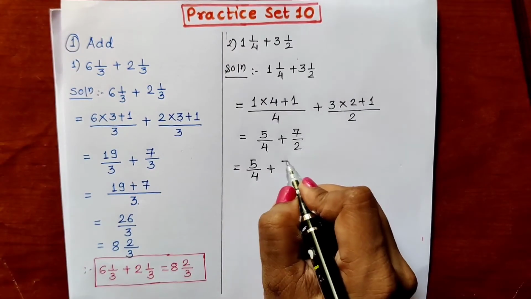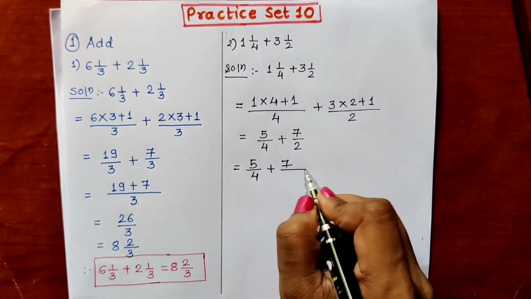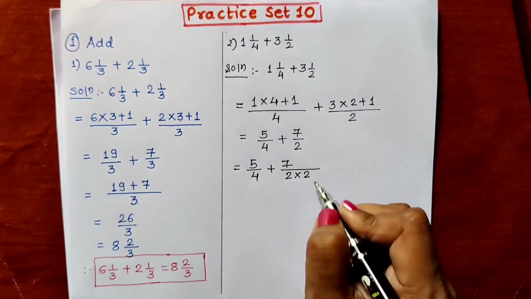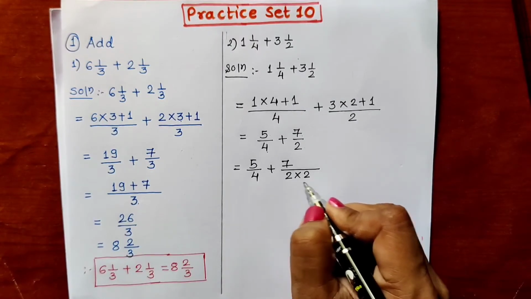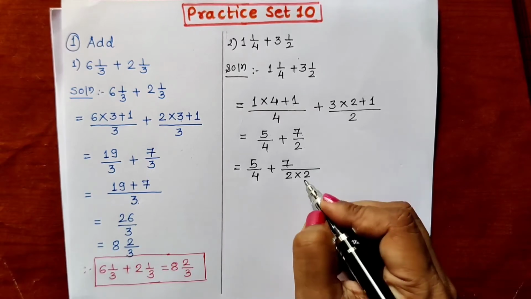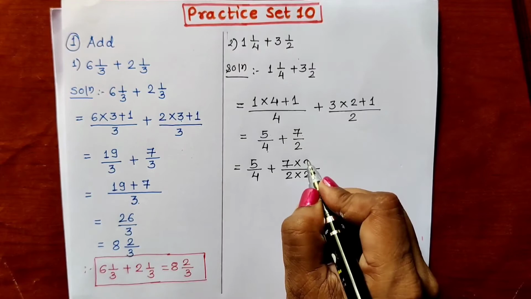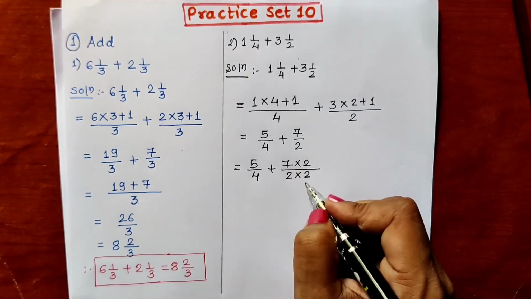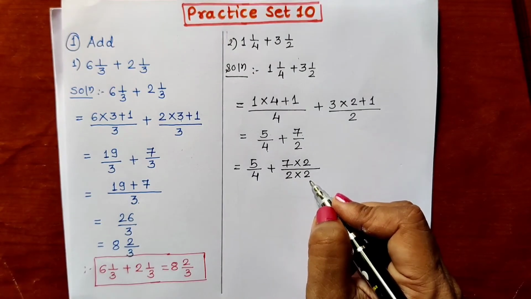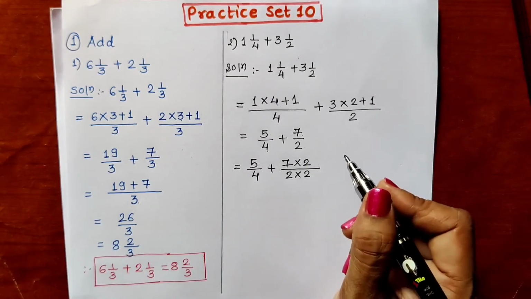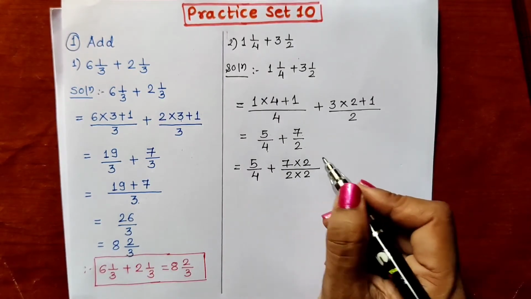For the second fraction we multiply the denominator by 2 to get the answer 4. As we are multiplying the denominator by 2, we have to multiply the numerator also by 2, because this is the rule of mathematics. If you are multiplying the denominator by one number, you have to multiply the numerator also by the same number, so the value does not change.